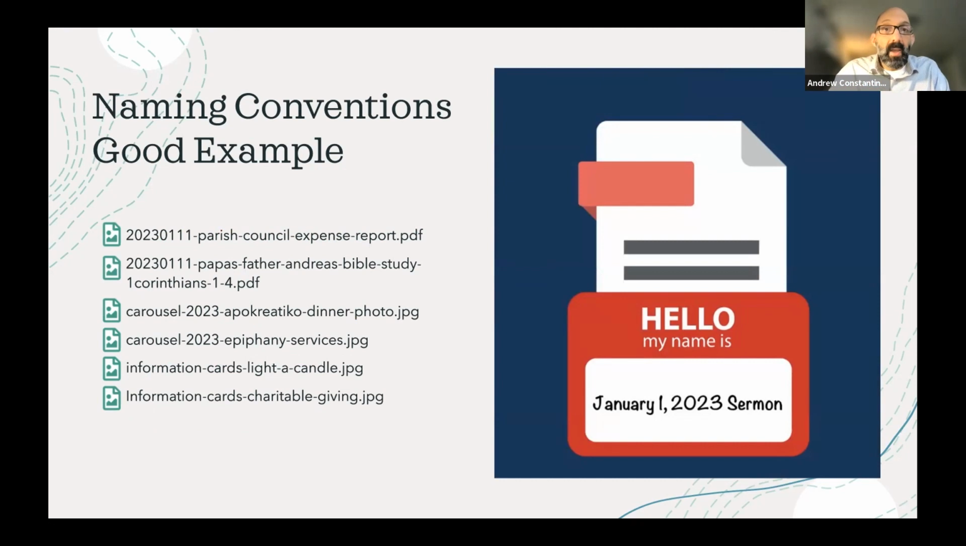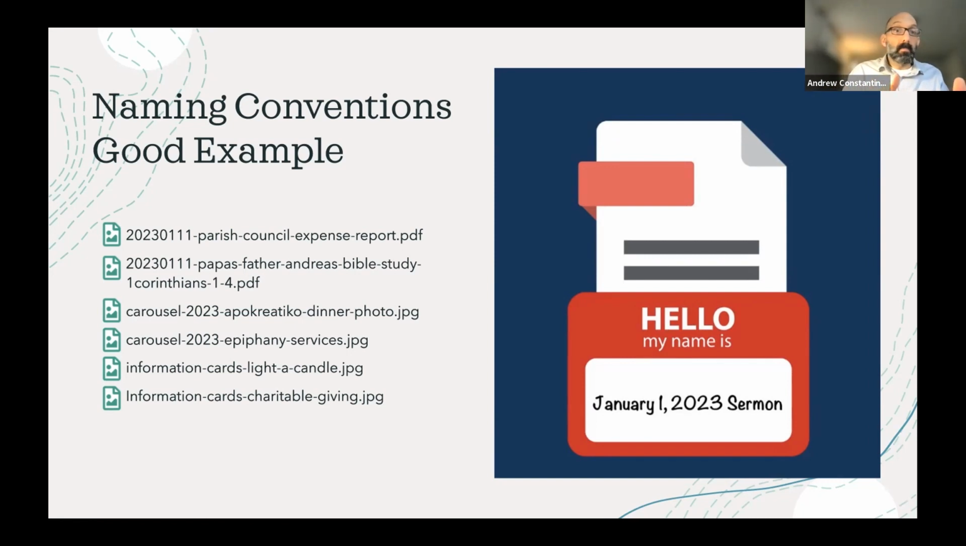So let's take a look now at naming conventions that are good to use. We talked about that metadata before, being able to throw a little bit of extra information into our file names so it's easy to understand what they are. You'll see here in the first two, I have the date, the month, and the day at the start of the file name. So we've got 2023, 01 for January, and 11 for the 11th day of the month. And then we know after that, that it's a parish council expense report.